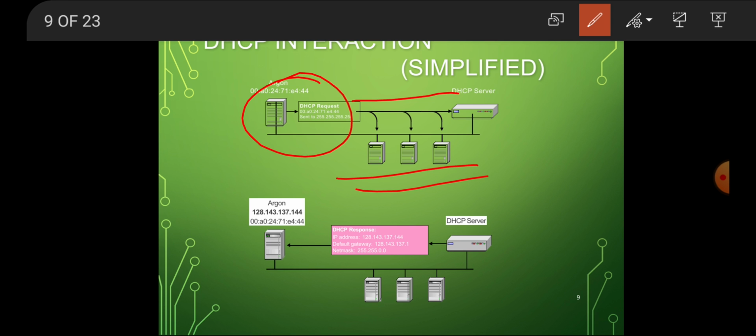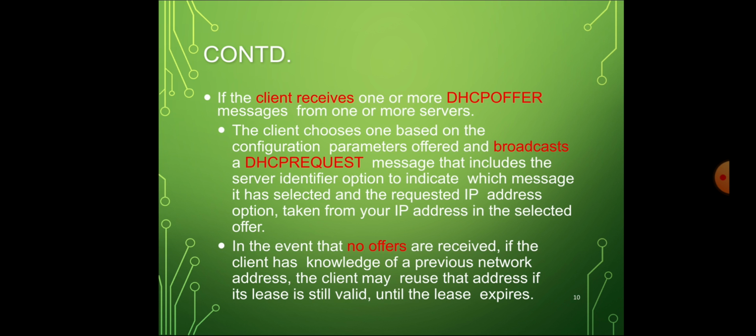Now one of these servers can send the DHCP offer. So it will assign the 128.143.137.144 IP address. It can be assigned from this server. Okay, now I will tell you what happened next.